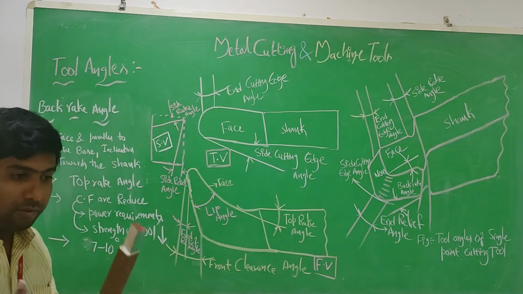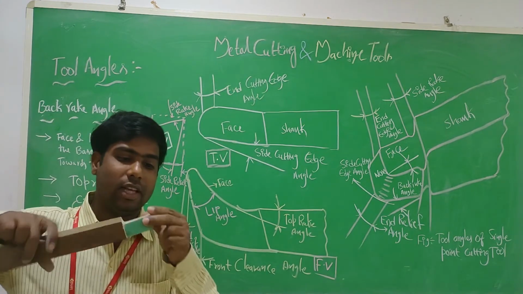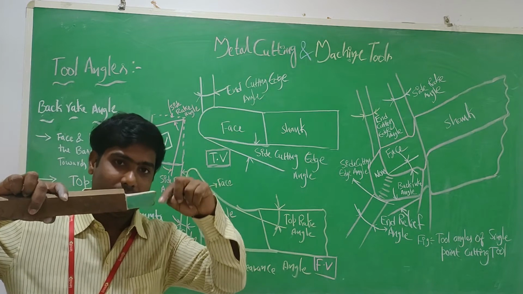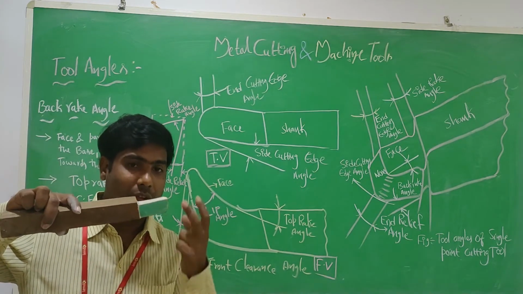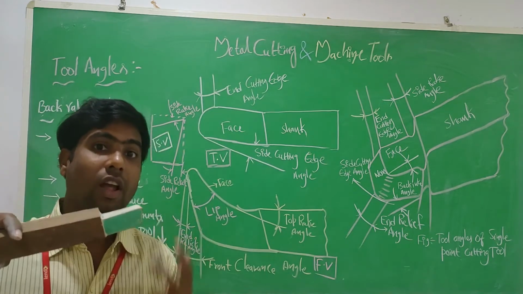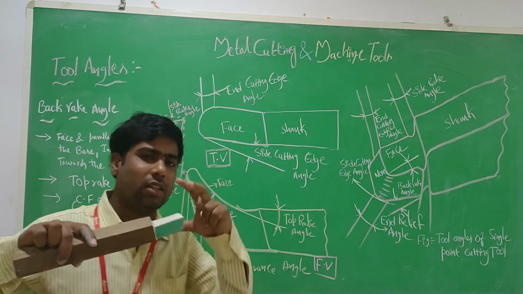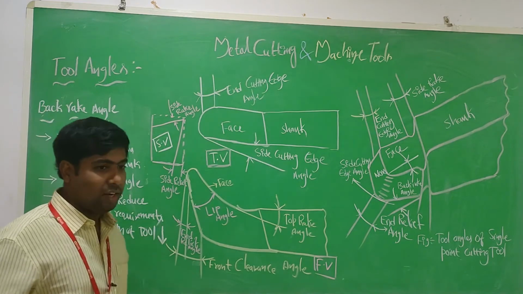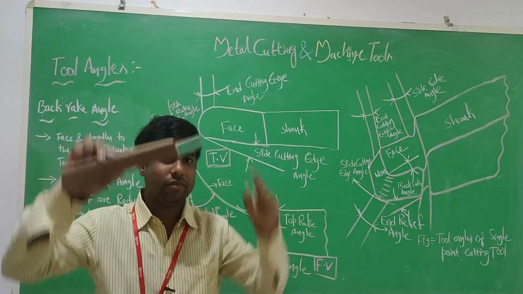If the back rake angle increases, the strength of the cutting edge is reduced, and when strength is reduced, cutting forces are reduced. When cutting forces are reduced, power consumption is reduced. When power consumption is reduced, friction is reduced. When friction is reduced, heat generation is reduced. When heat generation is reduced, surface finish is affected. These are the effects observed with the back rake angle. This is the back rake angle, friends.